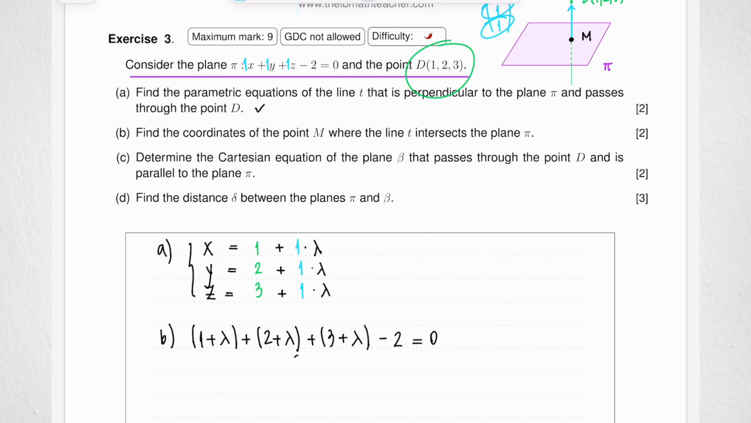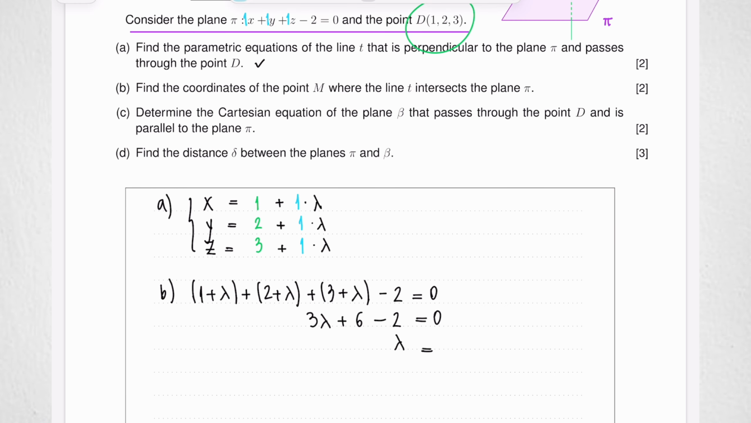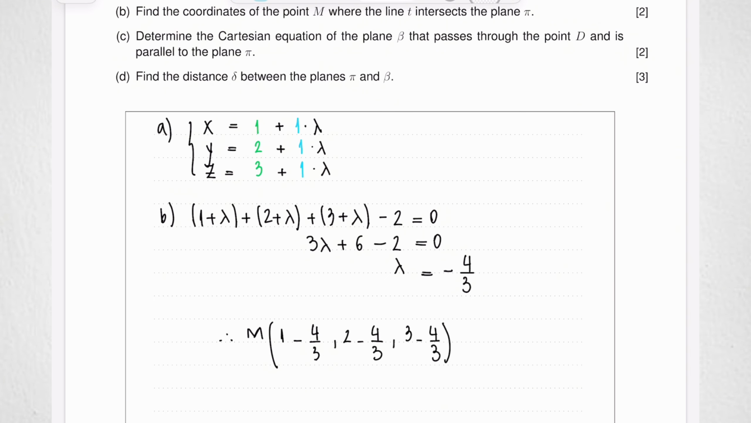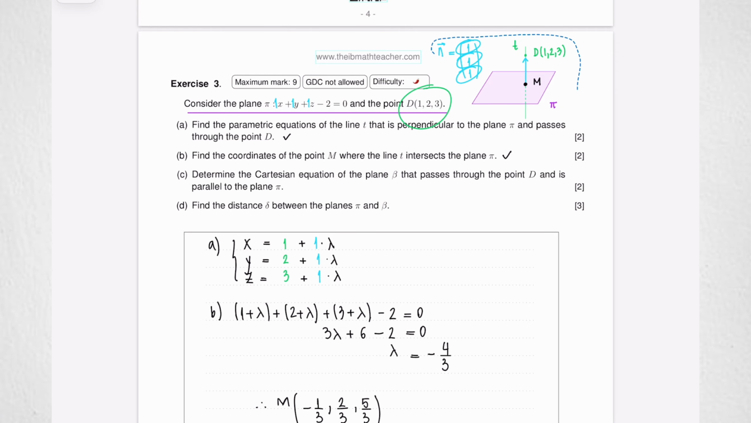So we have 3 lambda plus 6 minus 2 equal to 0, which means that lambda is negative 4 over 3. And by replacing negative 4 over 3 into lambda, we get the coordinates x, y, and z of this point, which is equal to negative 1 over 3, positive 2 over 3, and 5 over 3. So question B is done. And let me move our sketch over here.